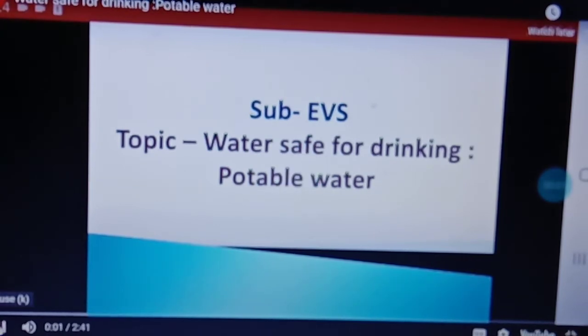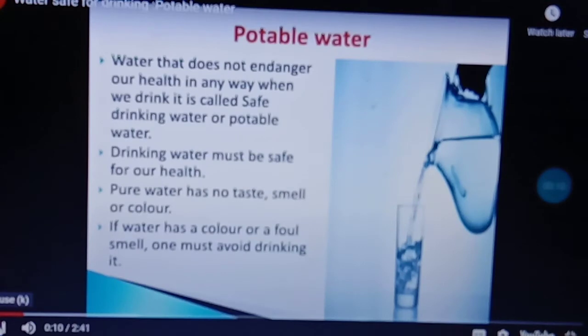Very good morning, my dear students. Our today's subject is EVS and the topic is water safe for drinking, that is potable water. What is meant by potable water? Water that does not endanger our health in any way when we drink it is called safe drinking water or potable water. Drinking water must be safe for our health.